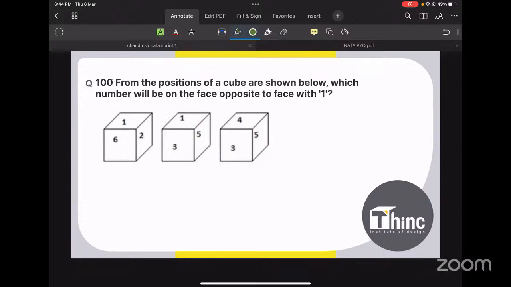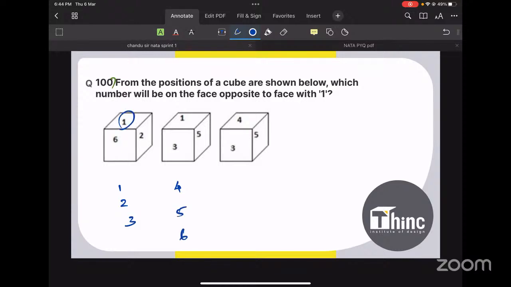Okay, so question number 100 was there in that question paper. From the views of a cube shown below, which number will be on the face opposite to number one is asked in this question. So the opposite of number one. Okay, see, what are the probable options you will have? 1, 2, 3, 4, 5, 6. These are the possible options.